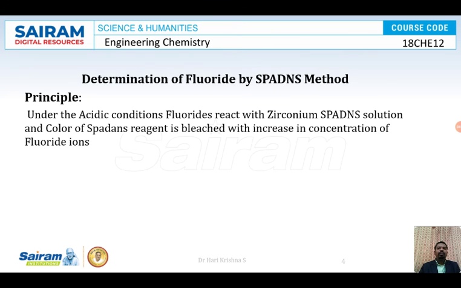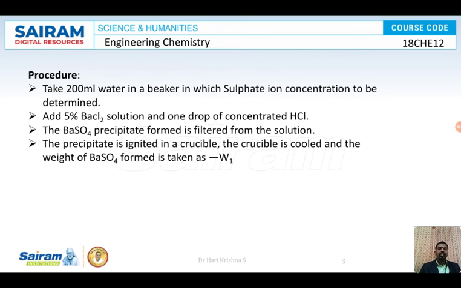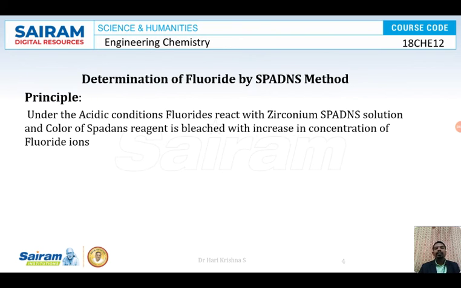By knowing the weight of barium sulfate formed, we can calculate the amount of sulfate present in the given solution. Barium sulfate is separated by centrifugal force. You calculate the weight of barium sulfate, but we want sulfate, so there is a simple mathematical calculation to separate the sulfate from barium. By knowing the weight of barium sulfate, you can calculate the weight of sulfate present in the given sample. Done. Next, we're supposed to determine fluoride by Spann's method.